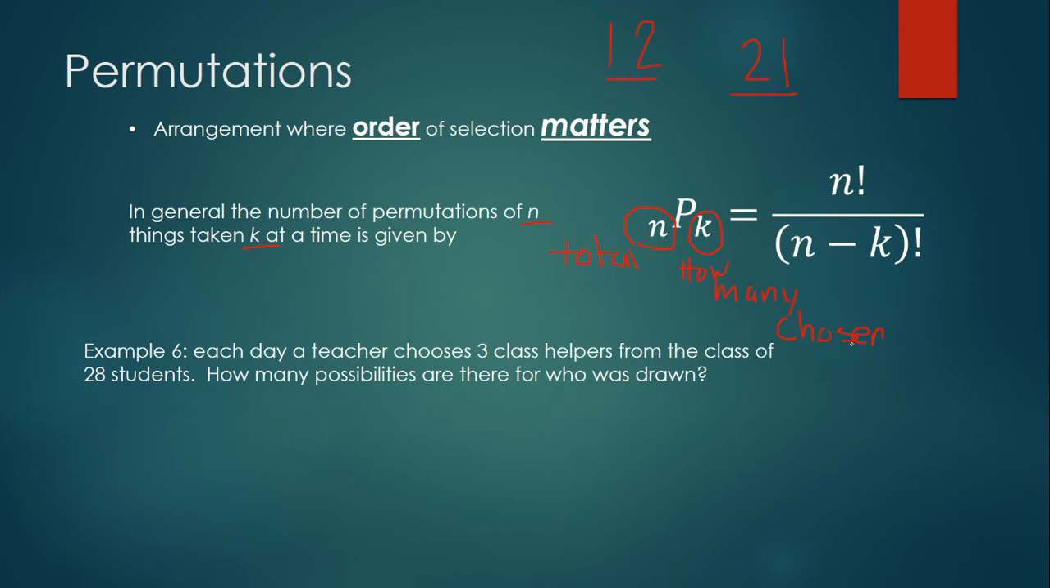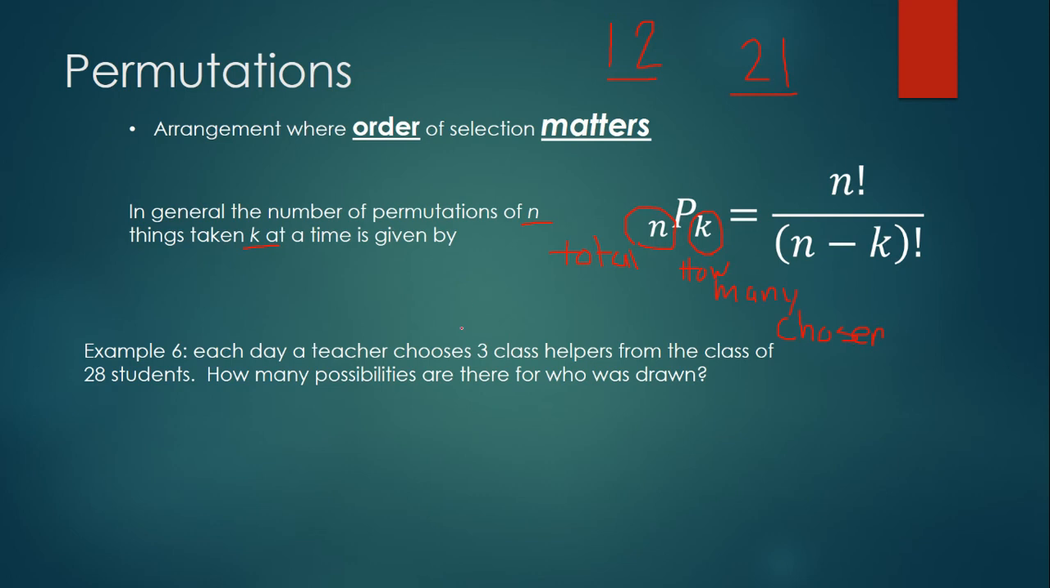So the first thing I'm thinking about is whether order matters. Does the order that they're drawn matter? Yes, because there are different class helper positions. If I'm drawn first, I might get to write on the board. If I'm drawn second, I might get to be line leader. Those are different positions, so the order that I'm drawn makes a difference, so the order matters.